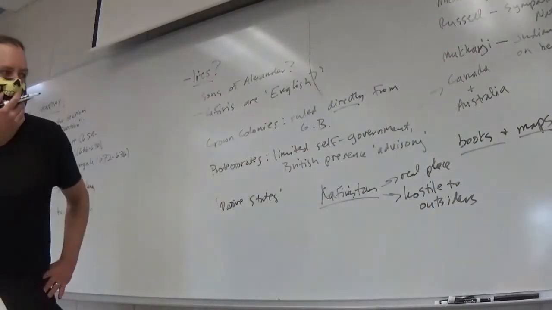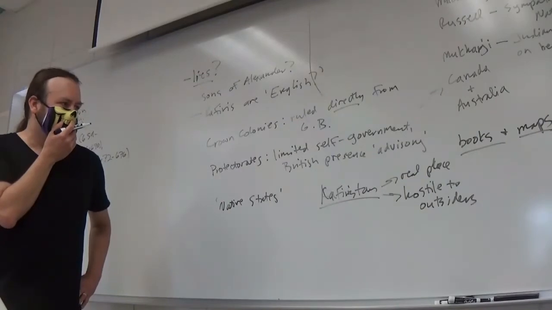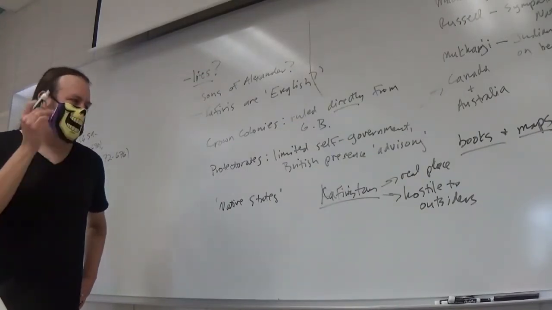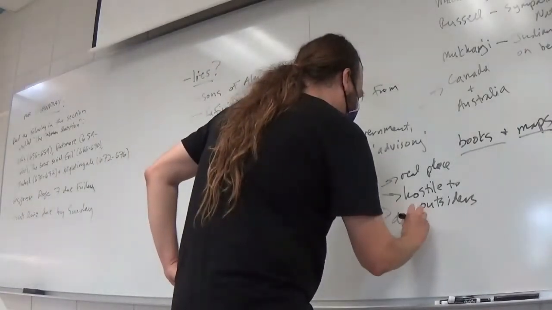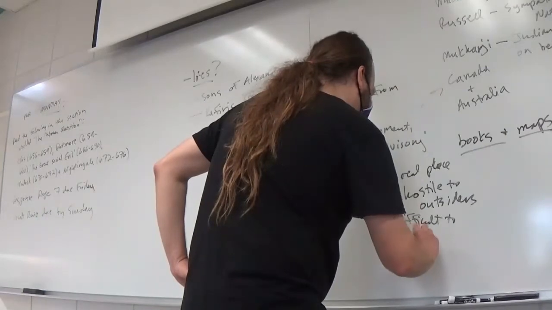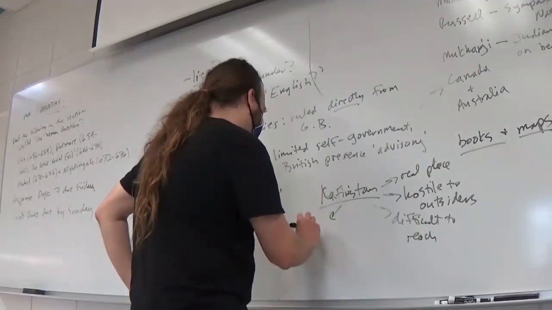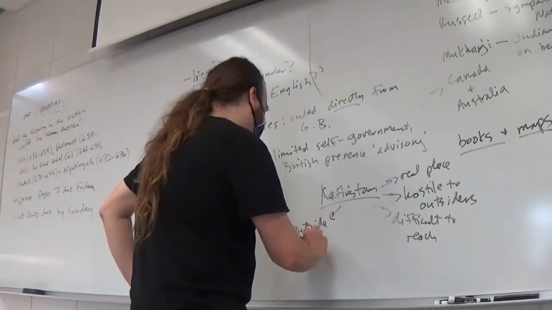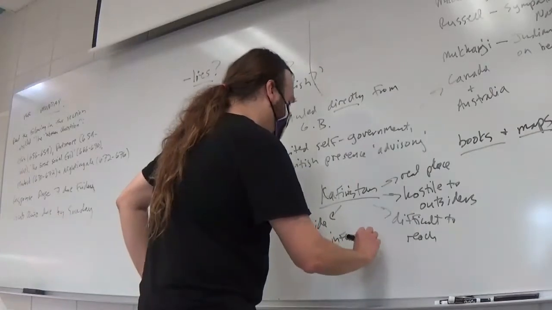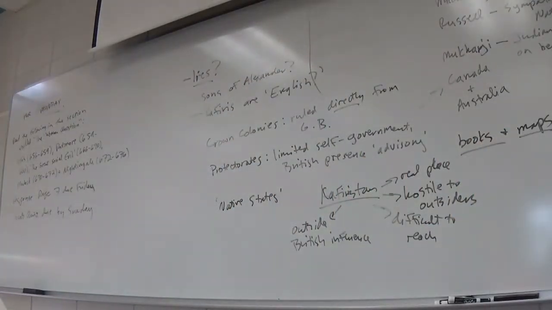So Kafiristan is notably hostile to outsiders. What was the other point I was going to make about this? So it's hostile to outsiders. It's difficult to reach. And it is outside what was then the current sphere of British influence. So what Dan and Peachy are trying to do is get out of British India and build themselves a kingdom independently somewhere else, right? Now, there was actually historical precedent for this sort of thing.